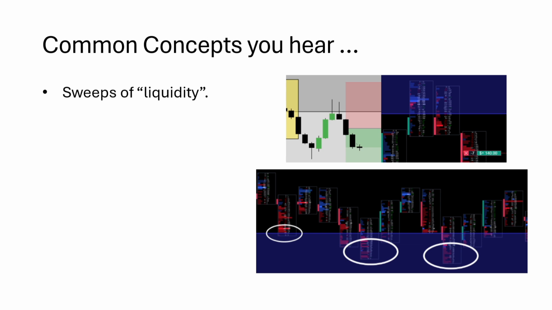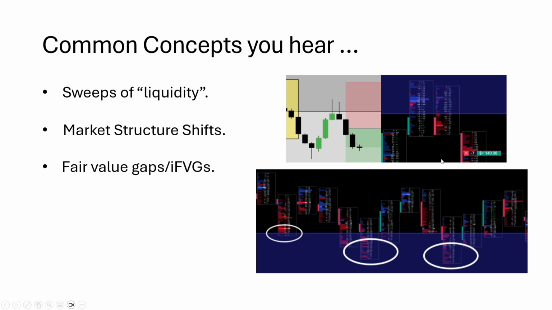These are some of the common concepts that you hear, right? Market structure shifts. I understand why people talk about market structure shifts, but as you can see here on the image on your screen, we see basically a range between lots of aggressive selling and then lots of aggressive buying. We're going to go over what this means and how to dissect a footprint chart. But just for the sake of this video, sweeps, market structure shifts, fair value gaps and inverse fair value gaps, support and resistance, we're going to come into this in a lot of detail later on.